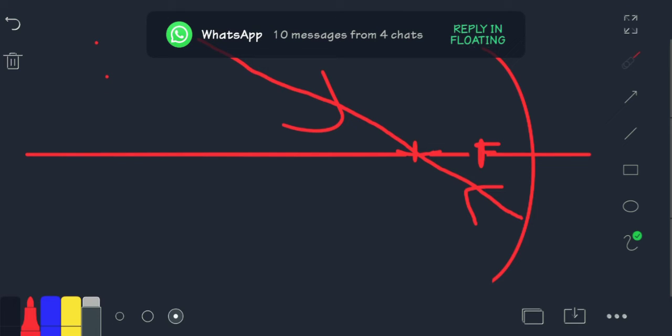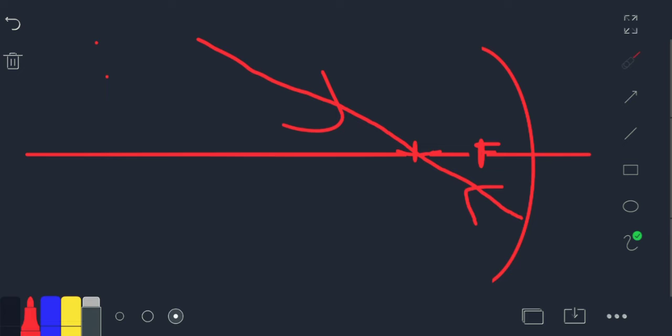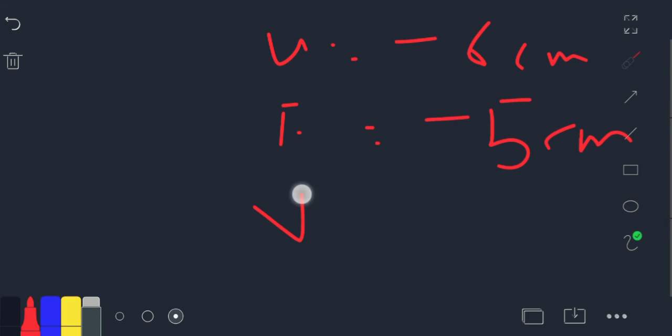Now we'll move towards a simple example problem. What is our mirror formula? You know it: 1 upon v plus 1 upon u is equal to 1 upon f. If we are given u equal to minus 6 centimeter and f equal to minus 5 centimeter, we are supposed to find v, the position of image. This is a numerical problem, it is very easy. v means position of image, f means focal length, and u means distance of object.